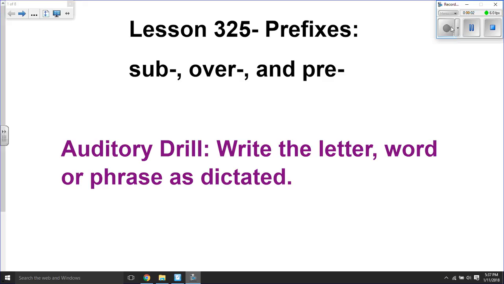VoWac Lesson 325, prefixes sub, over, and pre. Auditory drill. Write the letter, word, or phrase as dictated. You can do this on a whiteboard, on a piece of paper, however you want to do it. Just make sure that you listen carefully. If you need to pause, go ahead and do so.